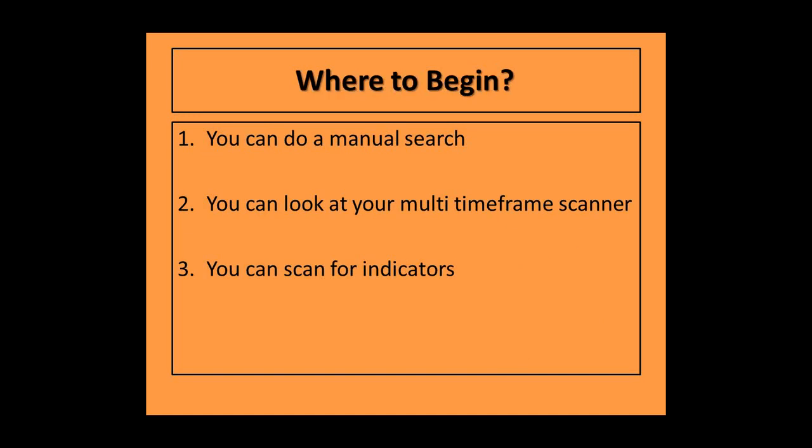So where should we begin today? There's one way that you can begin. You can do a manual search for a chart and start to scan for a trade sequence or setup. You can look at your multi-time frame scanner if you have our software, our standalone RT software. And I'm going to show you how you can scan for indicators as well. So there's 3 ways you can do it. Again, my job is really just to give you a few options. You can take them and use them however you want, just as an additional resource for you. This may or may not work for you, but it's always good to have a few tools in your toolbox.